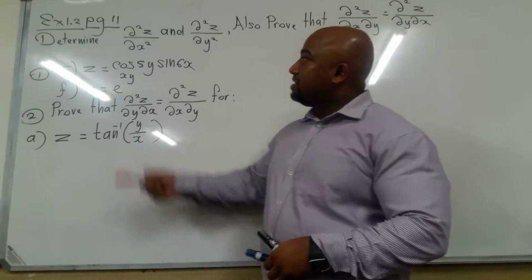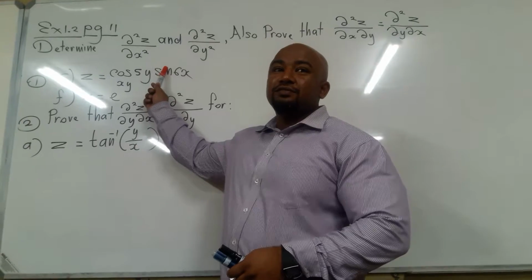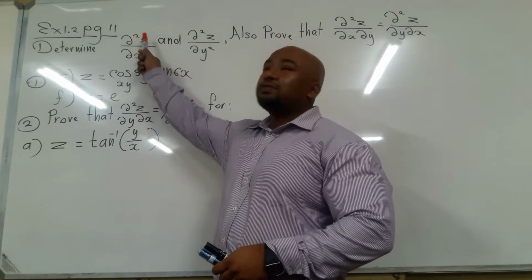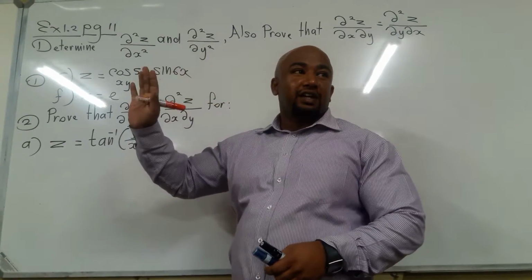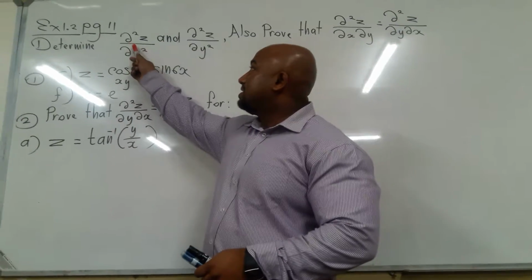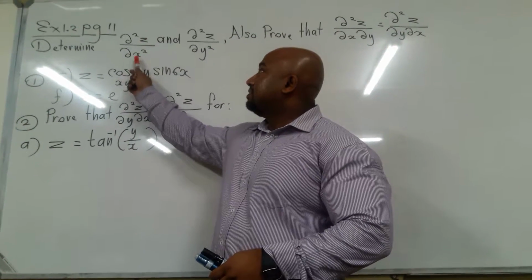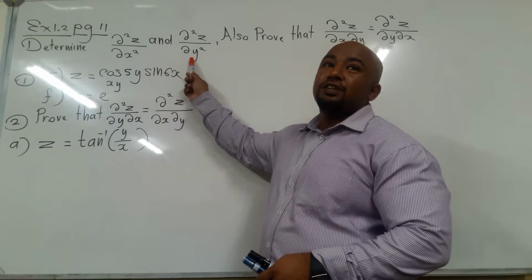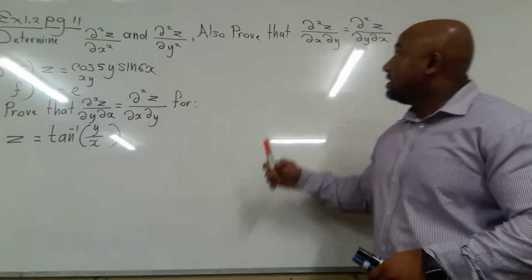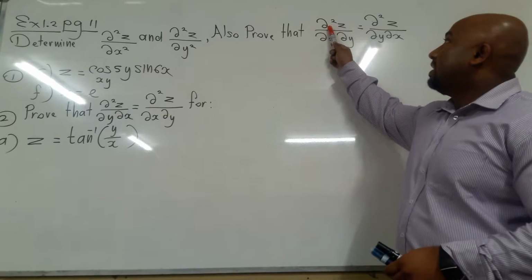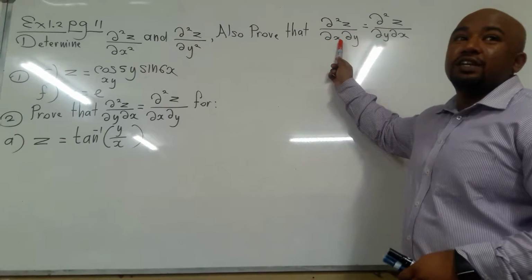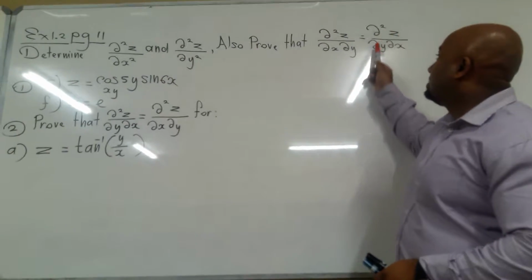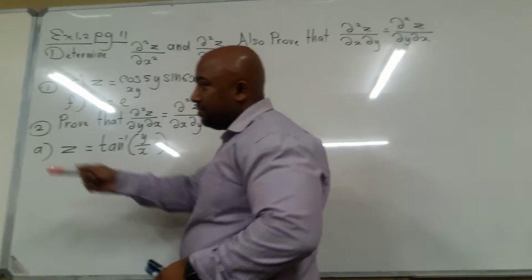Right, so here we need to find the second derivative. When you see the square there, you must know that means second derivative. So here determine d squared z over dx squared and then d squared z over dy squared. After we're done with that, we're also going to prove that d squared z over dx dy is equal to d squared z over dy dx, which is the last two there.